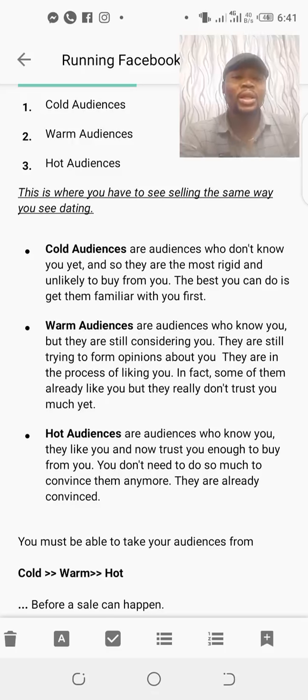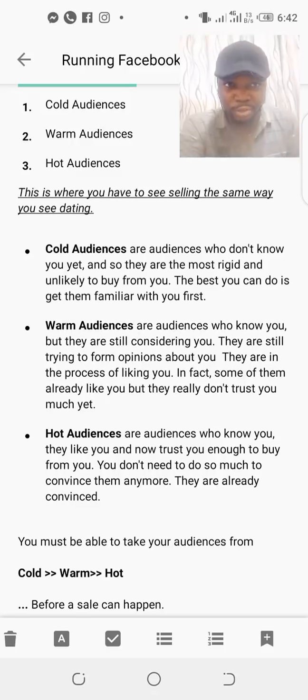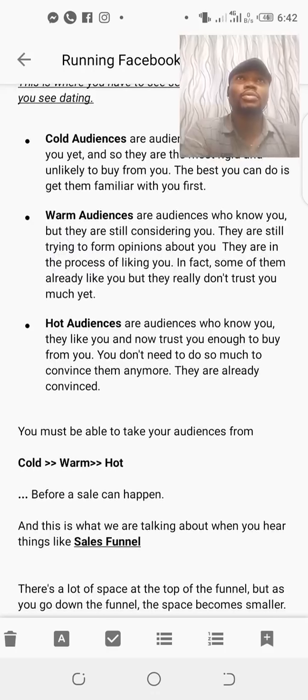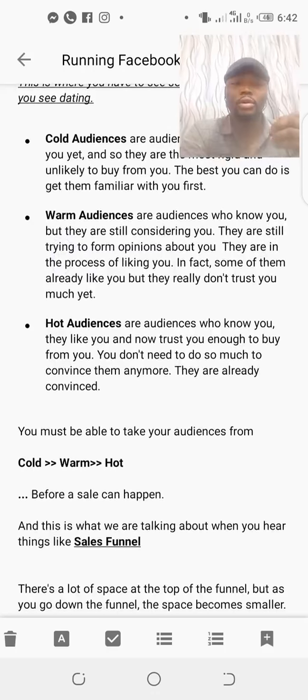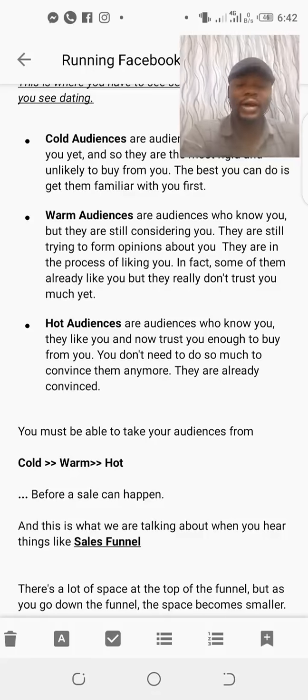You're not different from Yalaka on the roadside. But if you're really in for business, you want to make a lot of profits online, then you have to follow and understand this model. You must be able to take your customers, your audiences, from cold to warm and to hot, before a sale can happen.